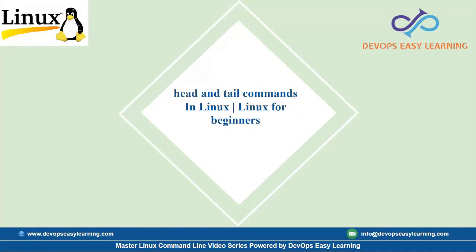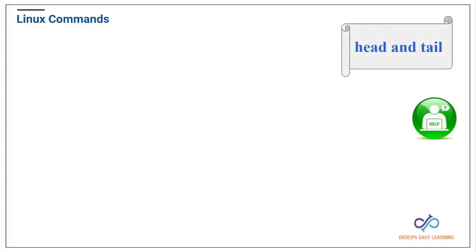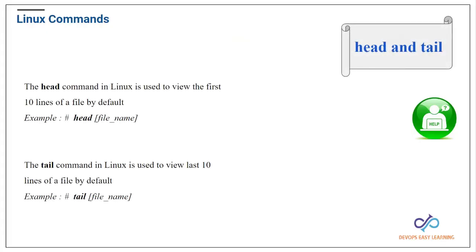My name is Tia from DevOps Easy Learning, and today we'll be going through the head and tail command in Linux, right? Now, where do we basically use that, and what is head and what is tail? The head command in Linux is used to view the first lines of a file by default. Let's say you just type the head command and put a file name. By default, it is going to show you the first 10 lines of the file, right? And the tail command, by default, is going to show you the last 10 lines of the file, right?